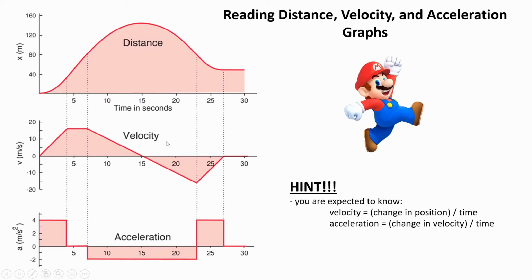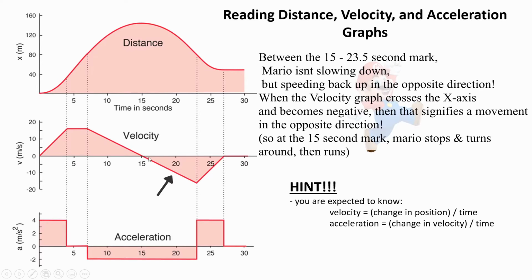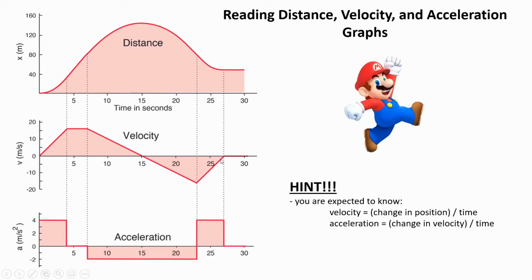Let's move on to the velocity graph. Velocity can be increasing as seen here, can be decreasing as seen right here, and it can be constant, as in he's running at the exact same speed. So first Mario is speeding up, then he's running at the same speed. Then Mario is slowing down, and then Mario is speeding back up right here.